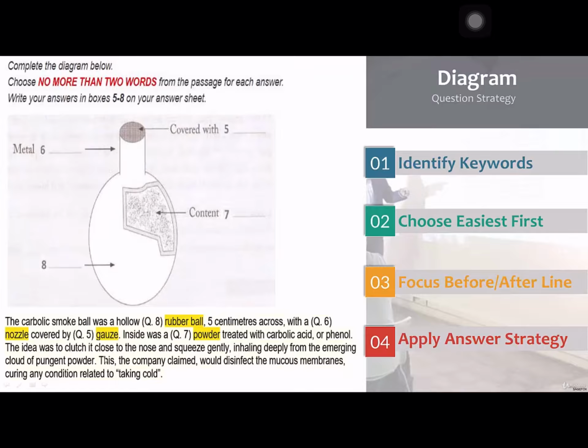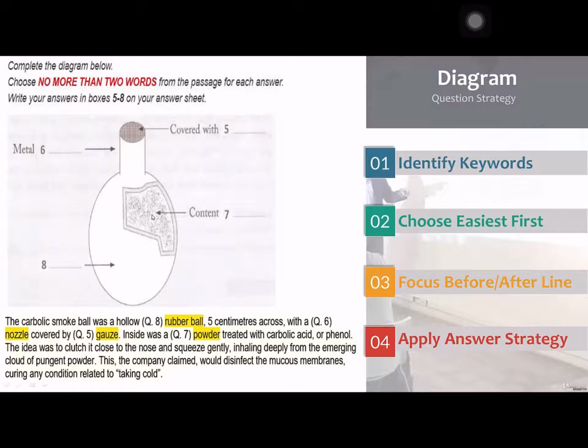Now, number 5 would have been the easiest one to find, because it says covered with. And here it says what? Covered by gauze, right? Covered by gauze. So if you find number 5 first, and you find that that's gauze, you know number 5 and number 6 have to be close together. And then number 7 is showing you what's on the inside. That's why they have it cut out like this. It's showing you what's on the inside.